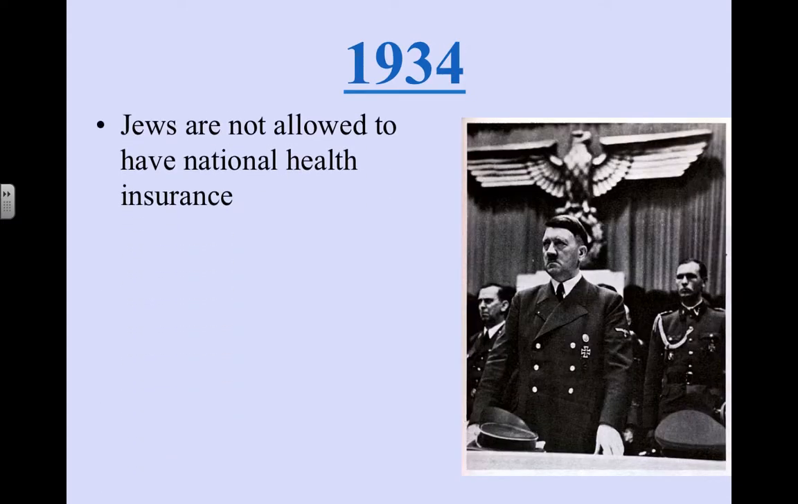1934. Jews are not allowed to have national health insurance. So another small step he was taking was taking away their individual rights. As adults, if we work, we can have health insurance. That means that if a major thing goes wrong and we're really sick and we need to go to the hospital, health insurance is going to help pay for that. And the Jews can't have that anymore.